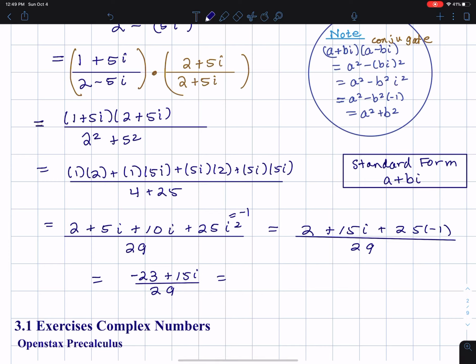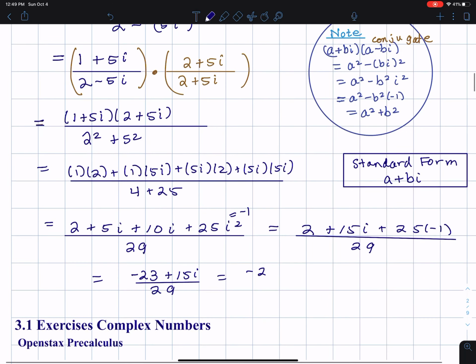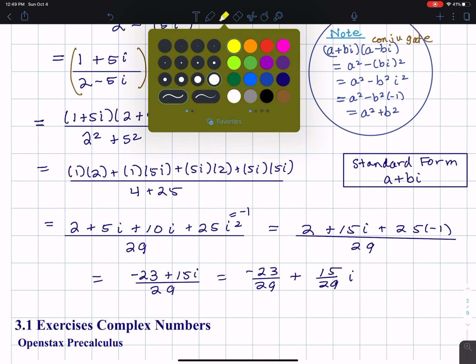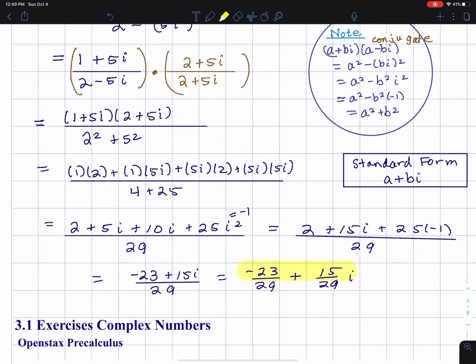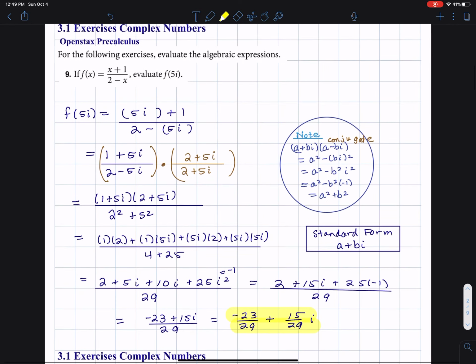And I should write this with a real part and an imaginary part. So that'd be negative 23 over 29 plus 15 over 29 i. I'm wondering in the back of the book whether they even did all this for their solution, but that's what we're supposed to do.